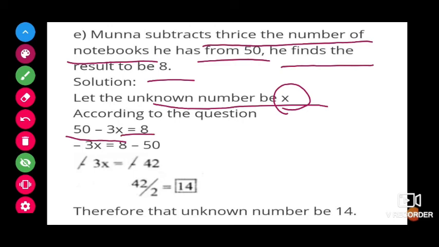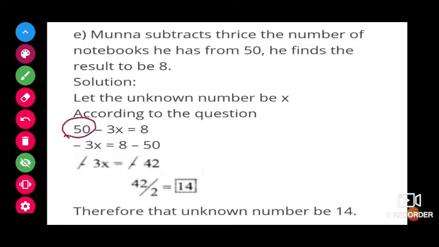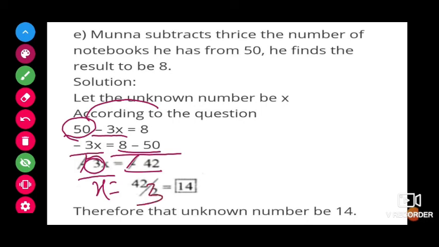Now solution you know already. Here plus 50, if it will go that side it will become minus 50. So minus 3x as it is this side, 8 minus 50, minus 42. Both the sides minus we can cancel. So remaining 3x equals to 42. x is equals to, here multiplication 3 if it will go that side, division 3. 3 fourteens are 42. So x equals to 14.